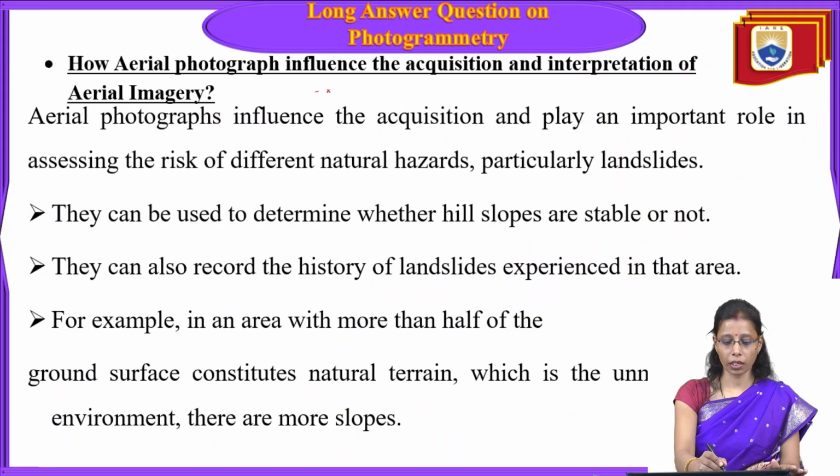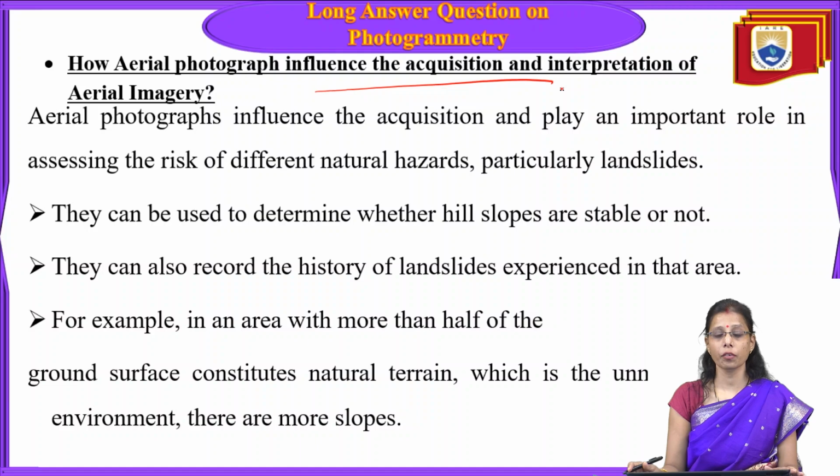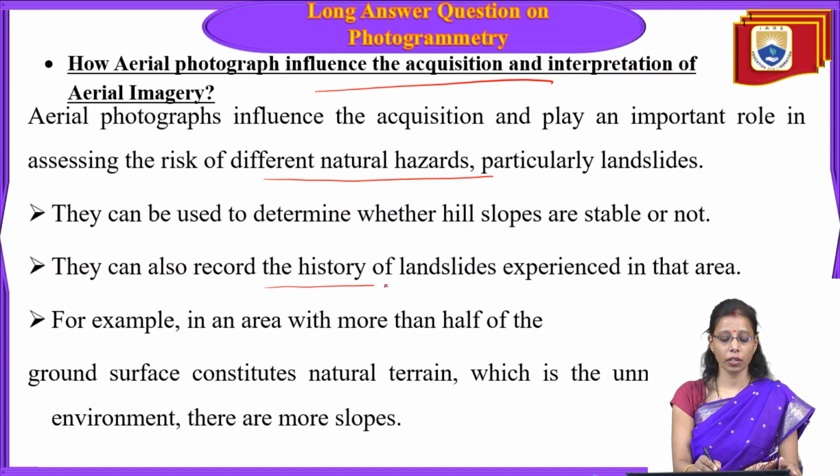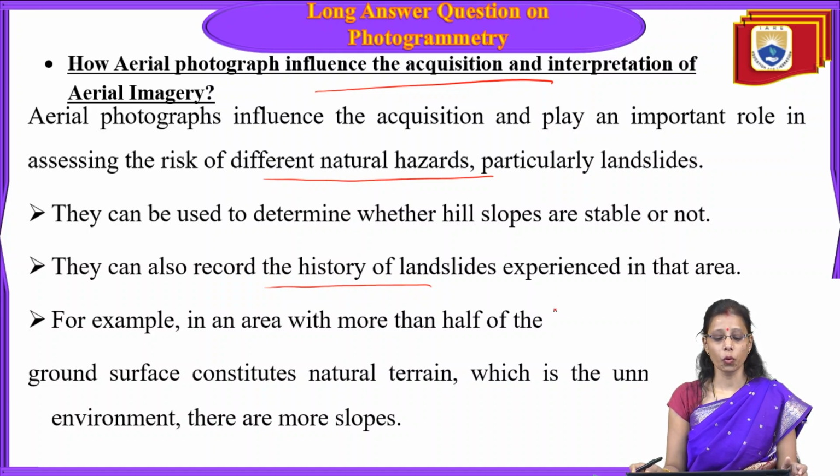Now, how do aerial photographs influence the acquisition and interpretation of aerial imagery? Aerial photographs play an important role in assessing the risk of different natural hazards, particularly landslides. They can be used to determine whether hill slopes are stable or not. They can also record the history of landslide experience in that area. For example, an area where more than half of the ground surface is natural terrain, which is an unmodified natural environment, and there are more slopes in that.